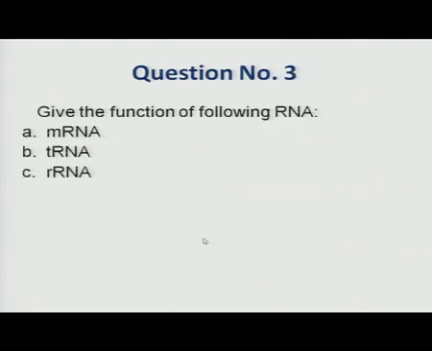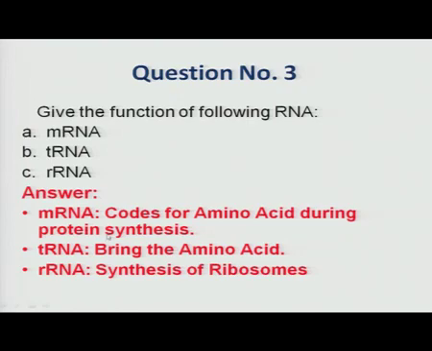And the last question which I asked in my last session was the function of the following RNAs: messenger RNA, transfer RNA and ribosomal RNA. The answer is messenger RNA codes for amino acids, transfer RNA brings the amino acid during protein synthesis, and ribosomal RNA helps in the synthesis of ribosome.